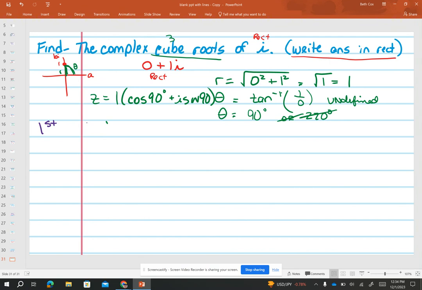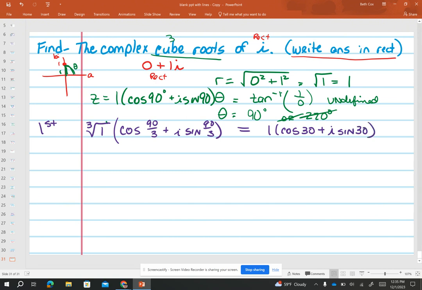We're going to use our formula from the previous slide, and we're going to do the first one. There's 3 of these. So the first one, we're going to do the cube root of 1, and then we will do cosine of 90 divided by 3 plus i sine 90 divided by 3. That's the first one. 90 divided by 3 is 30, so that'll be 1 cosine of 30 plus i sine of 30. Now, they want our answers in rectangular format. 30 is on my unit circle, so I don't need my calculator. So this is going to be 1 times cosine of 30, which is square root of 3 over 2, and the sine of 30 is 1/2. And so there's my first answer. I really don't need that 1.